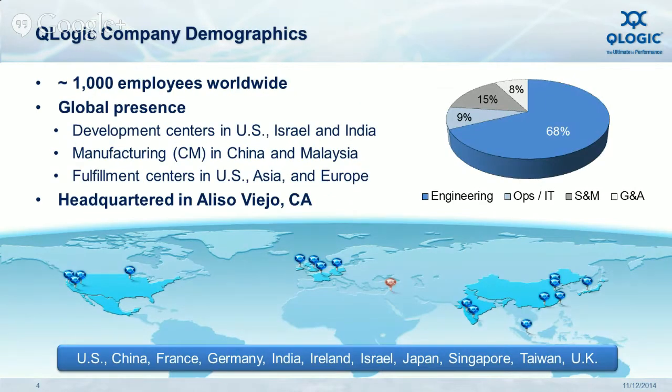So the company itself is about 1,000 employees worldwide. We have operations around the world. Our main headquarters are in Aliso Viejo, California, in beautiful Orange County. And we developed our products in the US and also in Israel and India. And we have manufacturing in China and Malaysia. And the blue dots you see on the map are our actual fulfillment centers. And we can ship products anywhere in the world, usually same day.